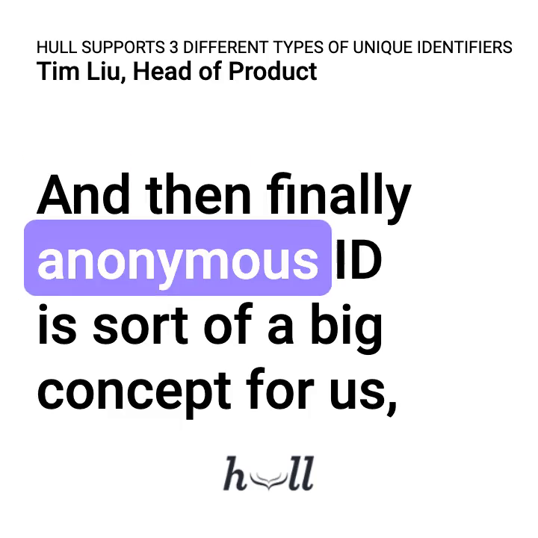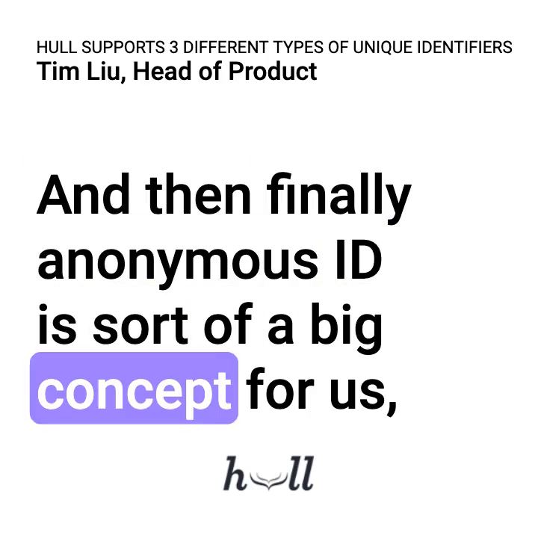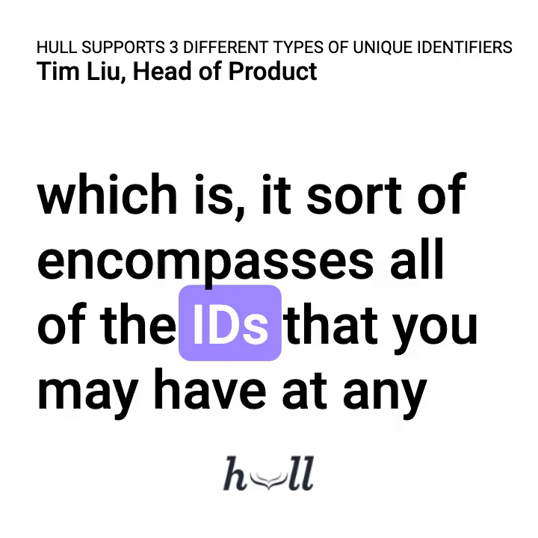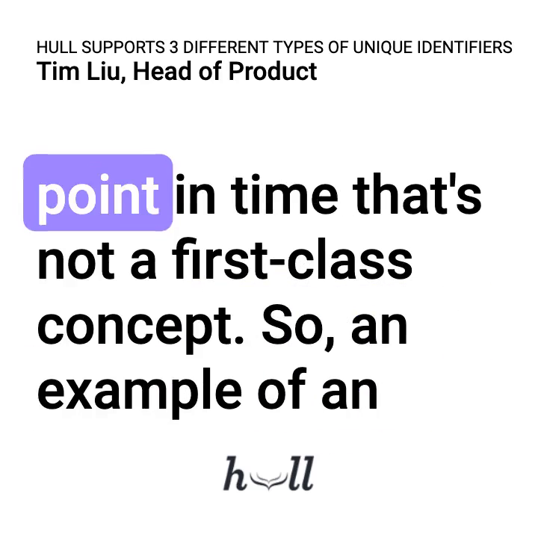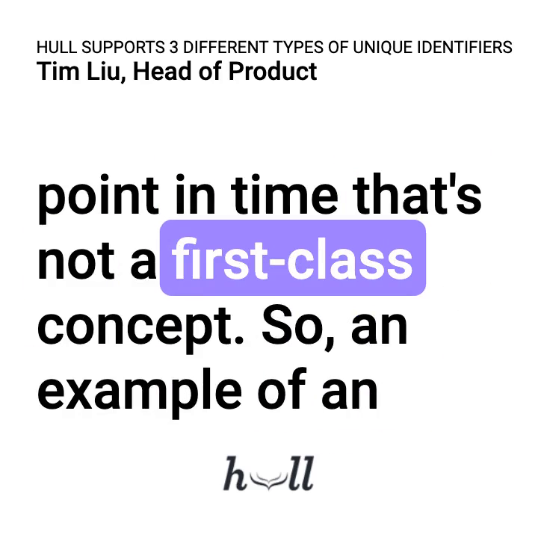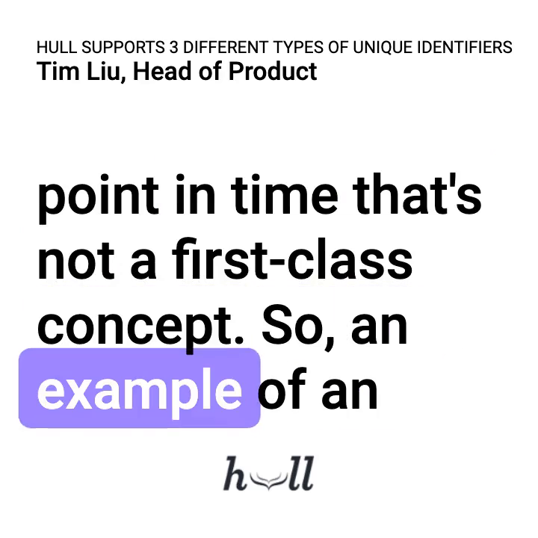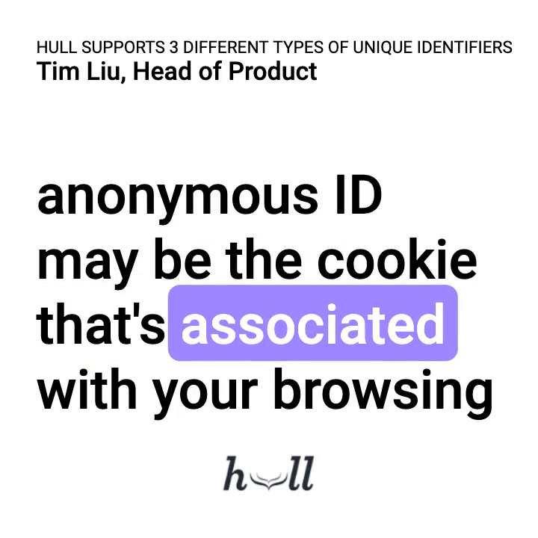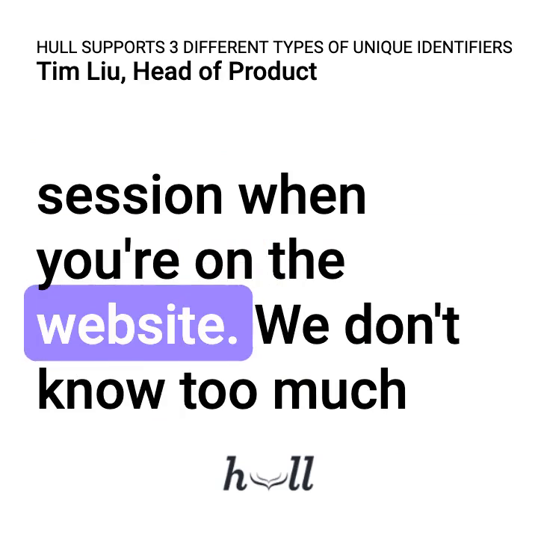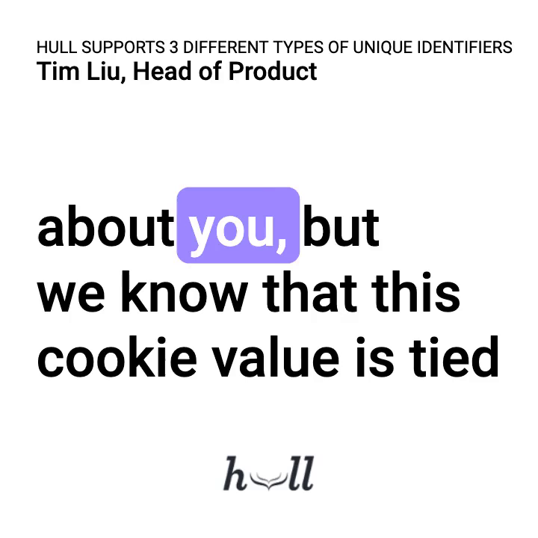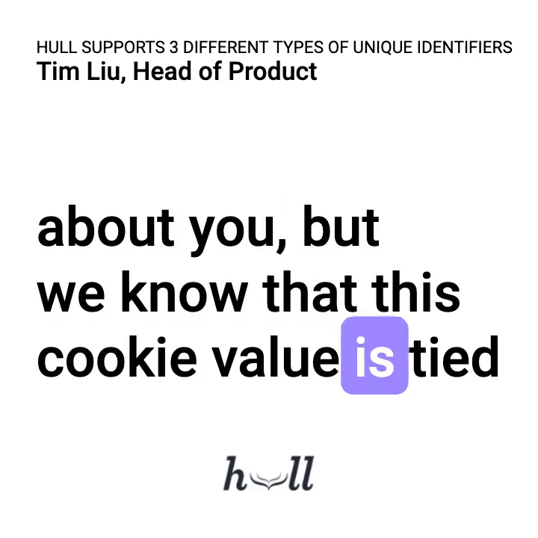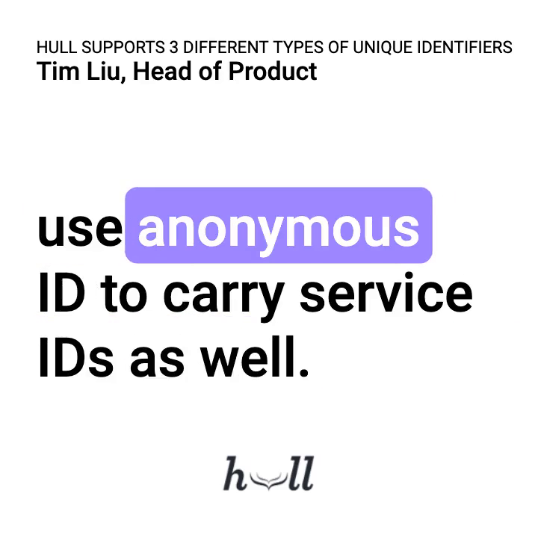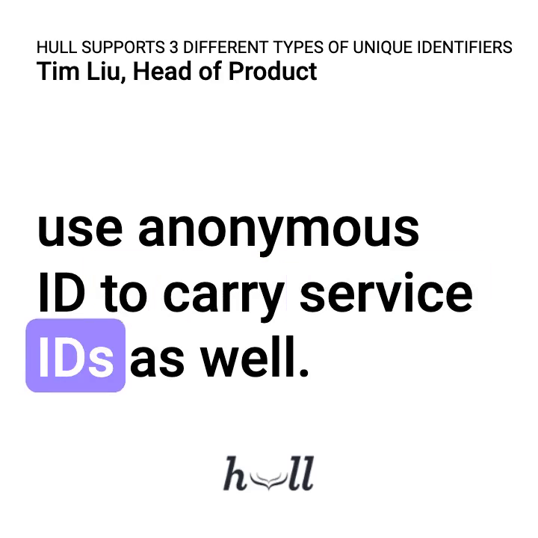And then finally, anonymous ID is sort of a big concept for us, which is it sort of encompasses all of the IDs that you may have at any point in time. That's not a first class concept. So, an example of an anonymous ID may be a cookie that's associated with your browsing session when you're on the website. We don't know too much about you, but we know that this cookie value is tied to your browsing activity. In addition, we also use anonymous ID to carry service IDs as well.